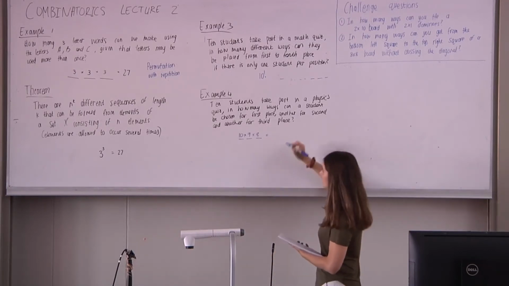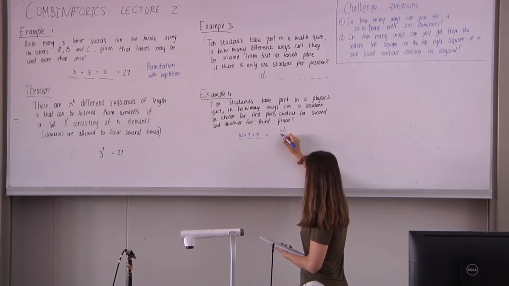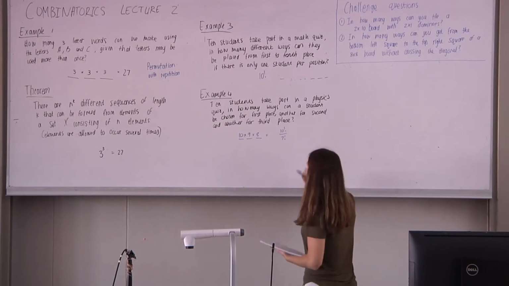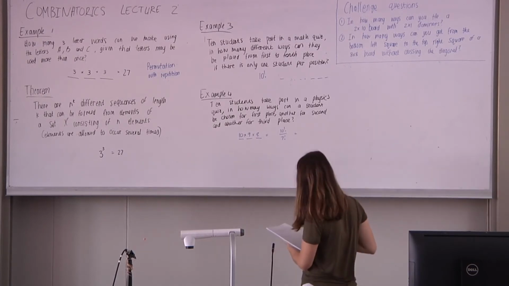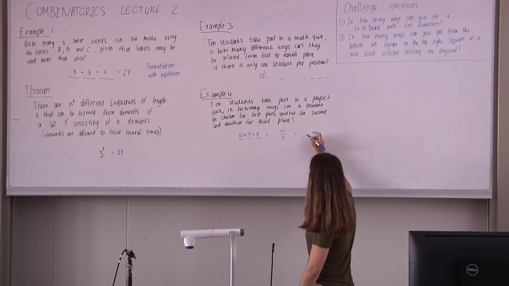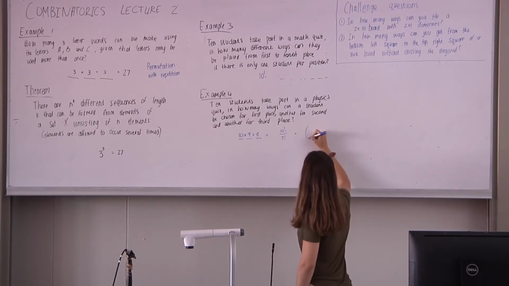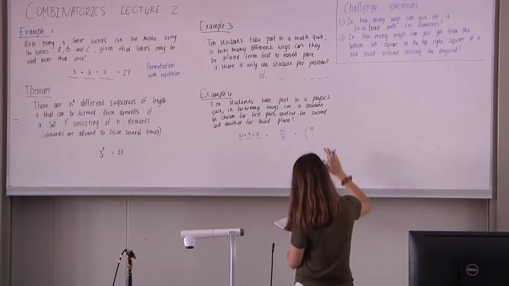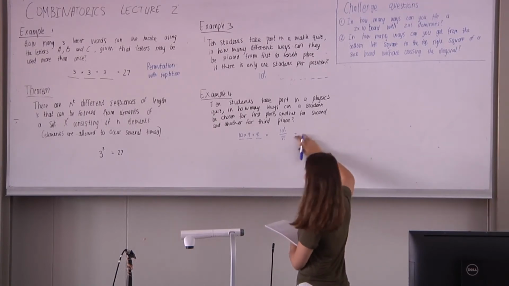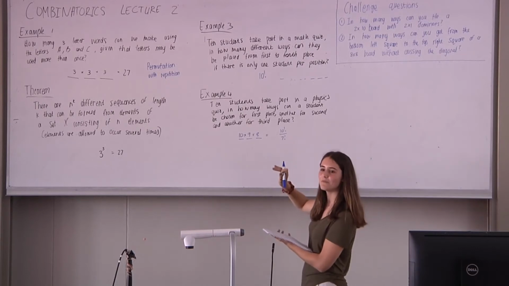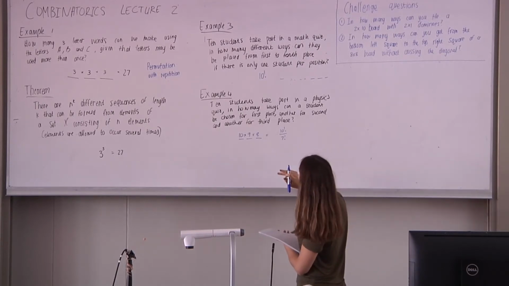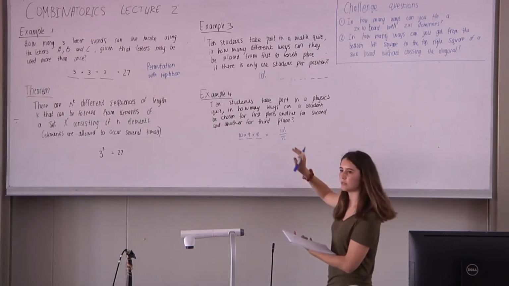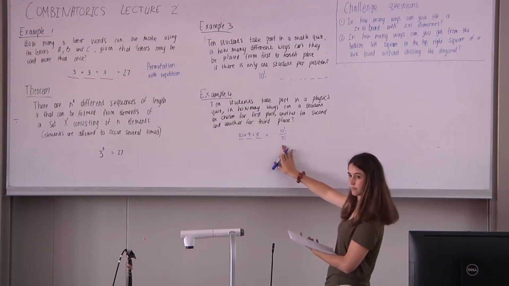Alternatively, we could write this as 10 factorial over 7 factorial. So this is a permutation, sorry. It's not choose. You need 10 factorial over 3 factorial times 7 factorial for choose. It's not choose, it's just permutations. Are you happy with this?